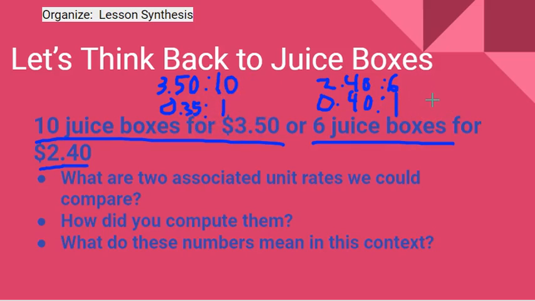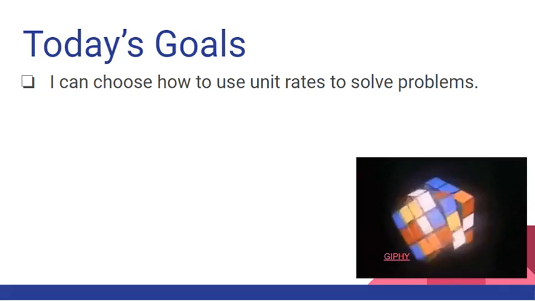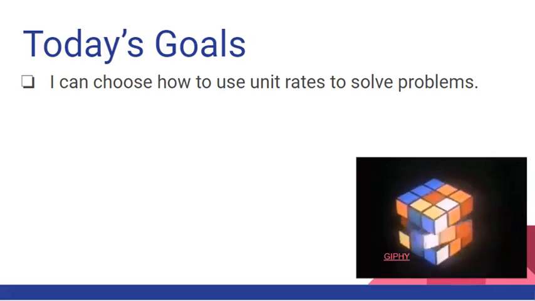It could be trying to find the price per ounce or pound, or how much you get for $1. You have to think about the situation before you can actually really look at what ratio or what way to make that rate into a unit rate to solve it most effectively. So we talked about how you can choose unit rates to solve problems. That's it for today.